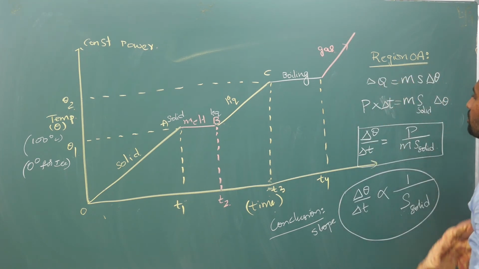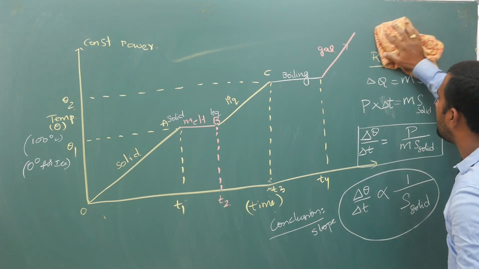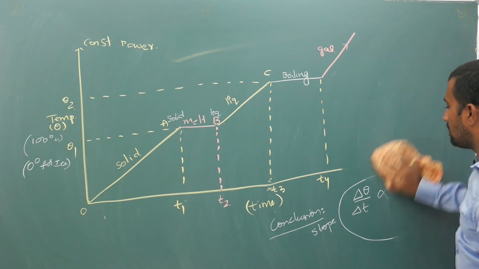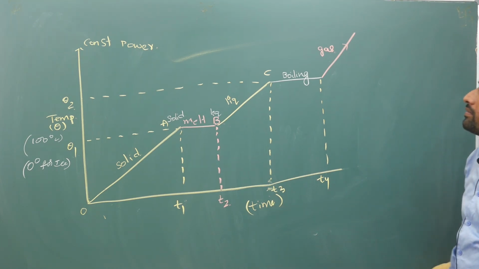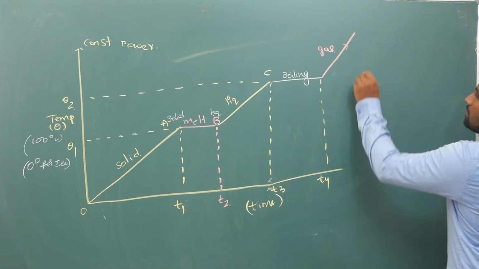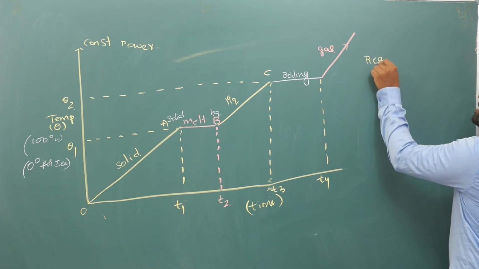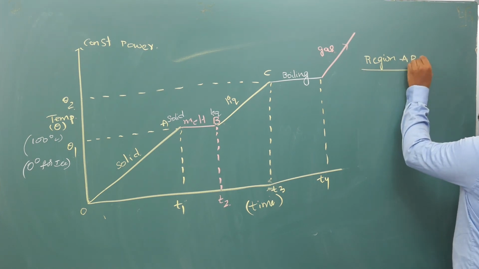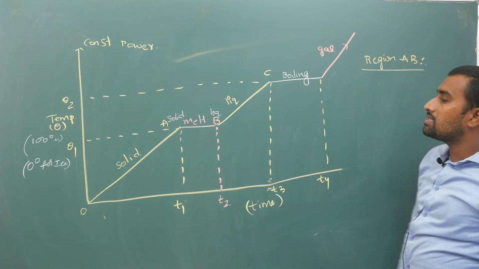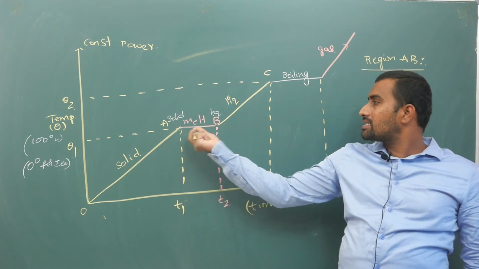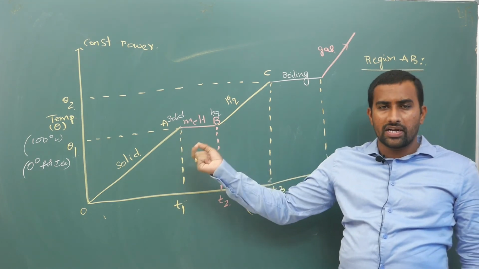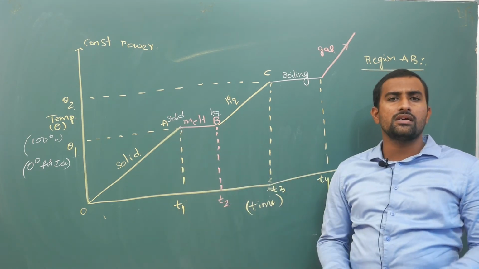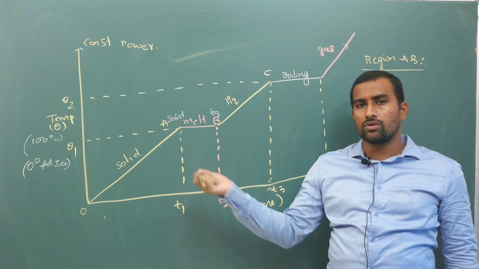Now, next, coming to region AB. I hope you have taken that down. Now in region AB, what is happening is your solid is getting converted into liquid. Now, for the heat energy here, we write delta Q is equal to m times LF.